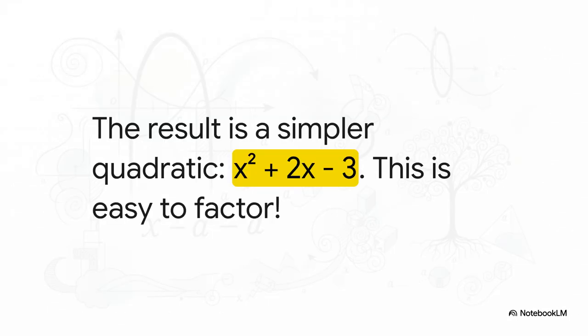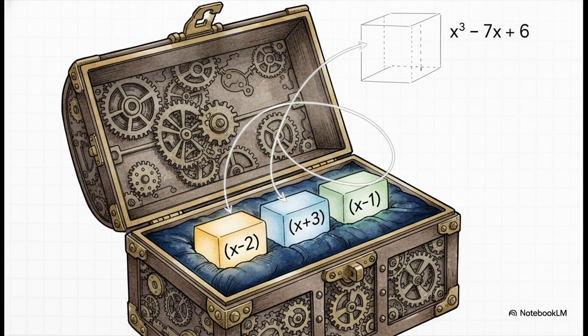Now that 0 is great, but the real treasure here is that bottom row. Those numbers, 1, 2, and negative 3, are the coefficients of what's left over. We've knocked a cubic down to a simple quadratic. And a quadratic, well, we know exactly what to do with that. We can factor x squared plus 2x minus 3 pretty easily into x plus 3 and x minus 1. And once we bring back the factor we started with, the x minus 2, we've done it. We've taken a complicated cubic and broken it down completely into its simple parts.